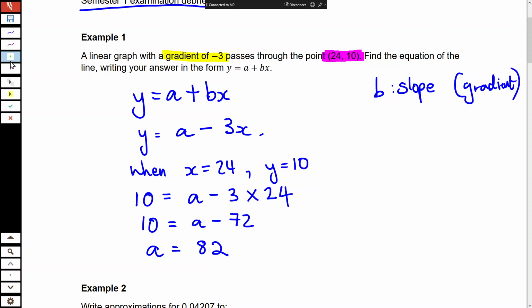Now, a big tip for you sitting exams, once you've finished the question, reread the question to make sure you've addressed everything that's been asked for. This asks for an equation. So if you just write a equals 82, you're not finished. You need to write the equation. So the equation is y equals 82 minus 3x. And now you are done.